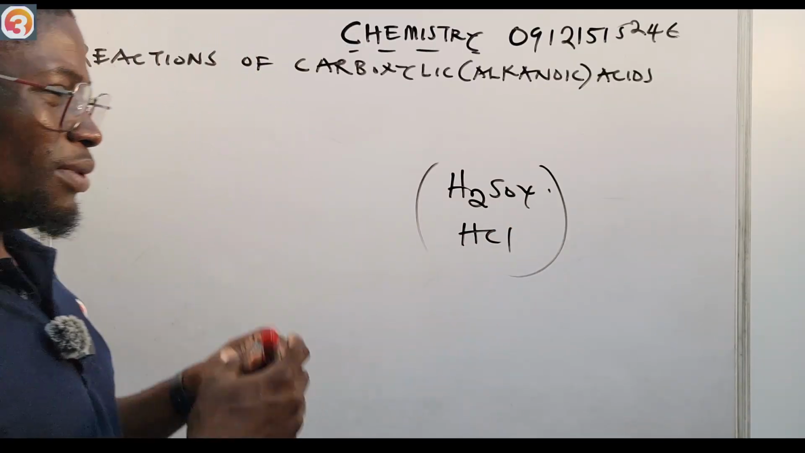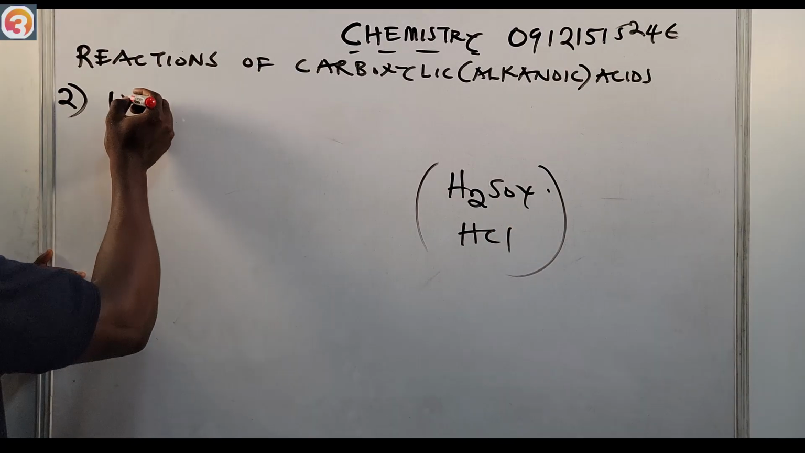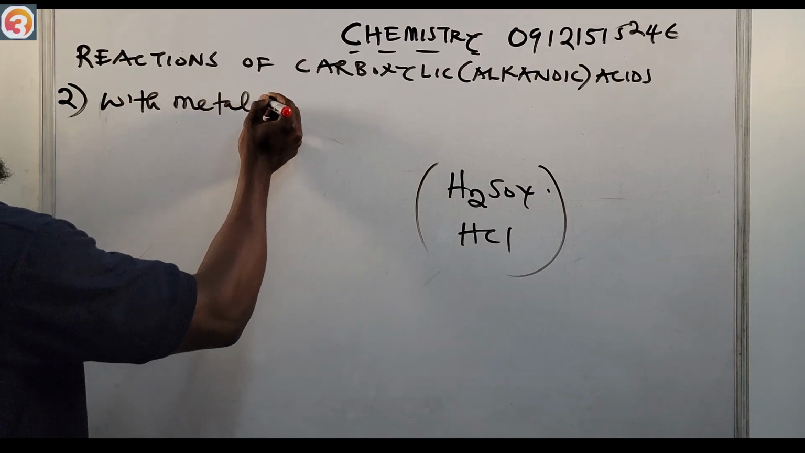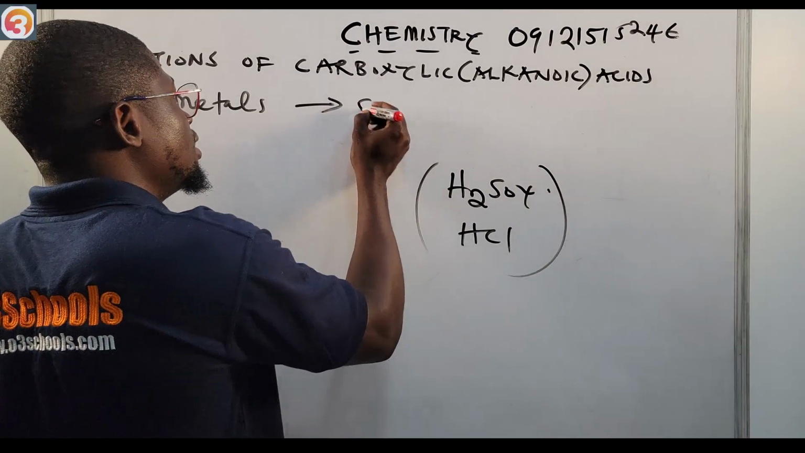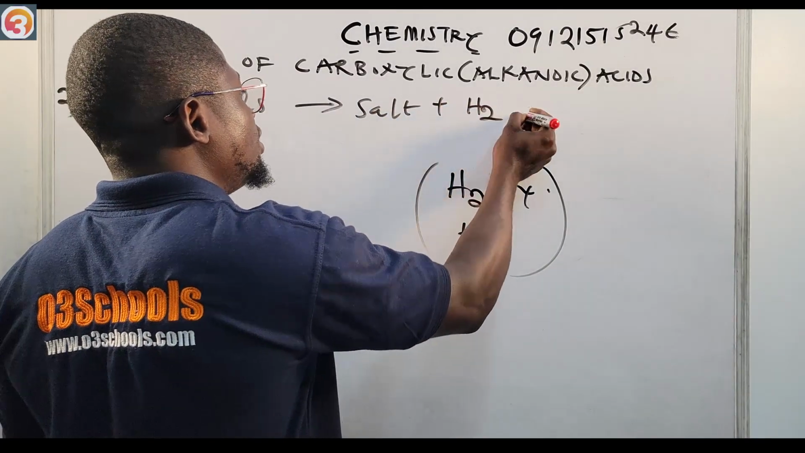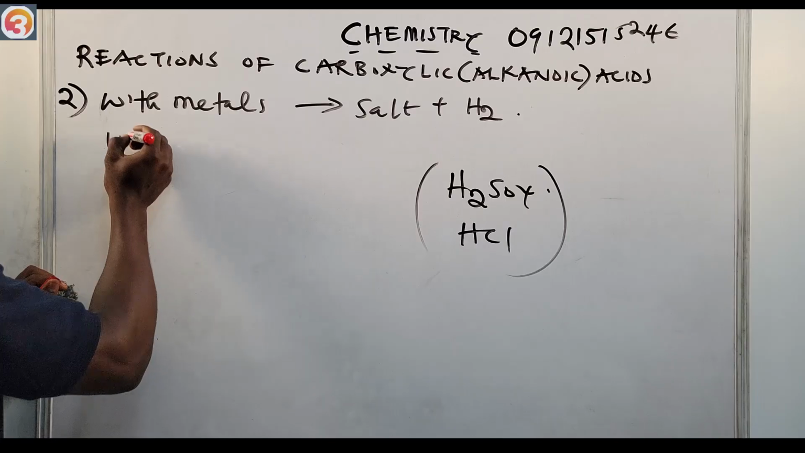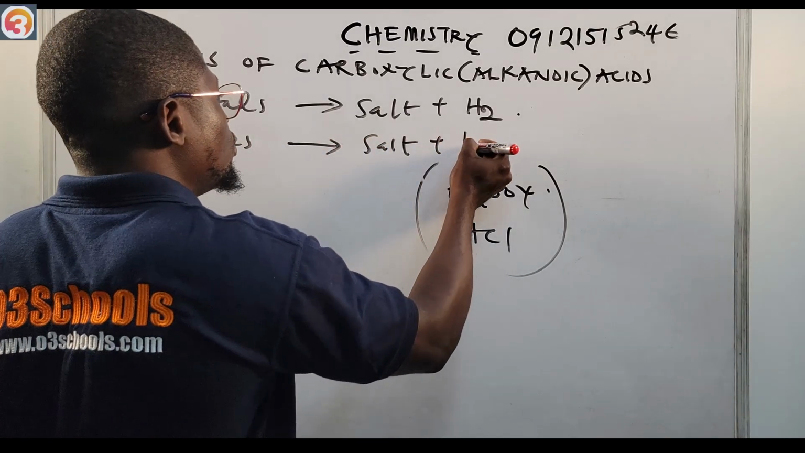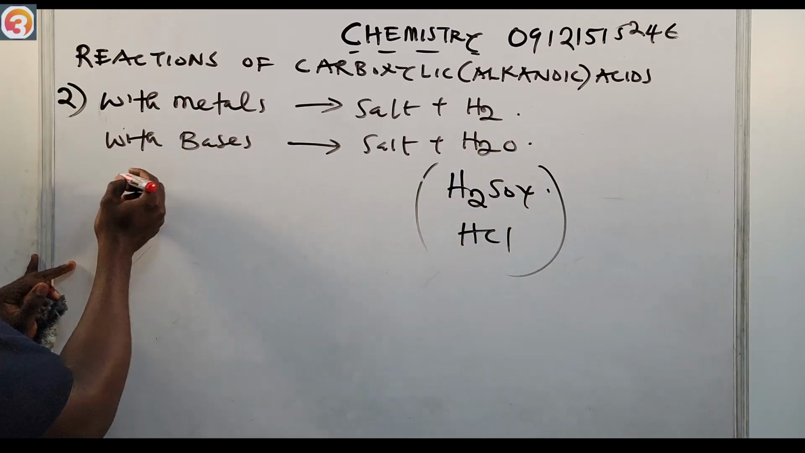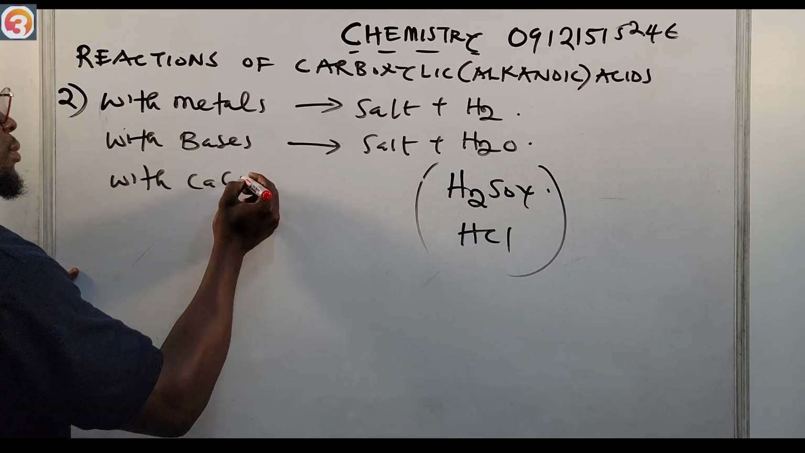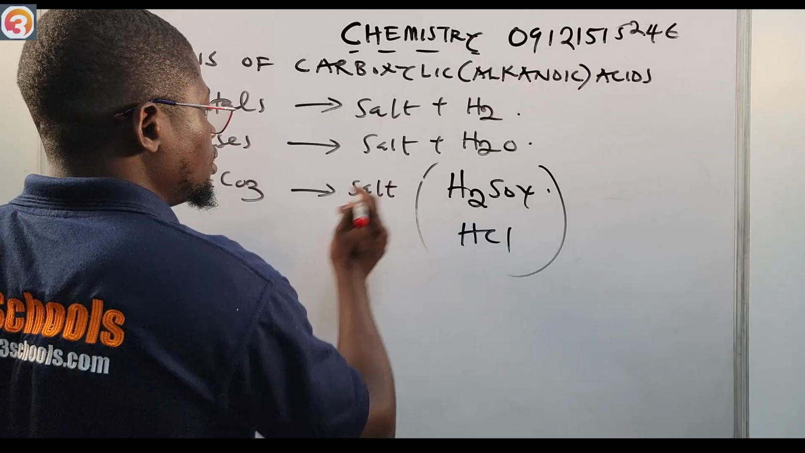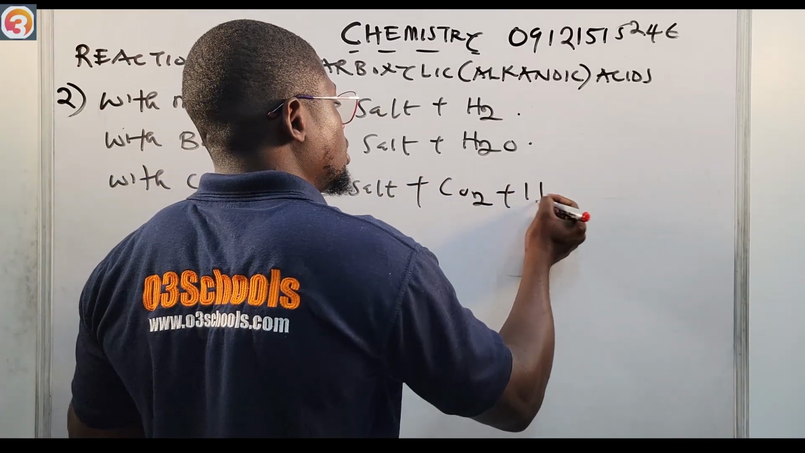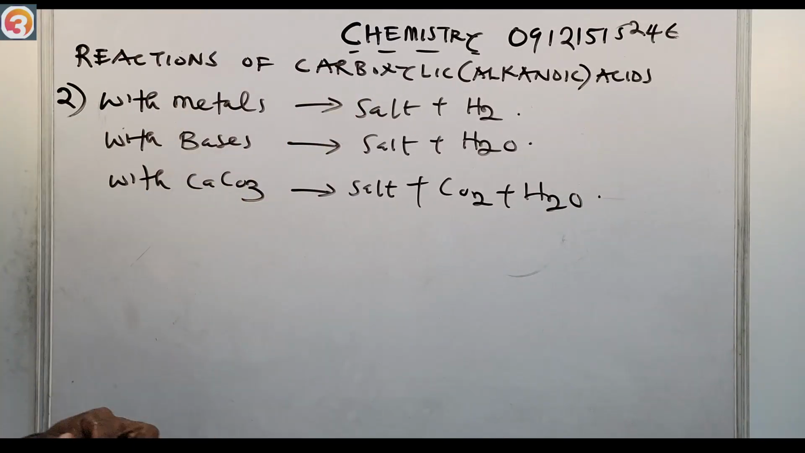So that means carboxylic acids can react with metals. When they react with metals, it will give us a salt plus hydrogen gas. They can react with bases to give us a salt plus water. They can also react with carbonates to give us a salt plus CO2 plus H2O. Please take note of that.